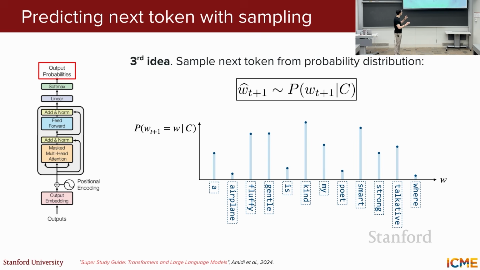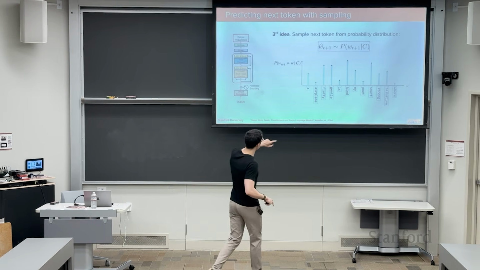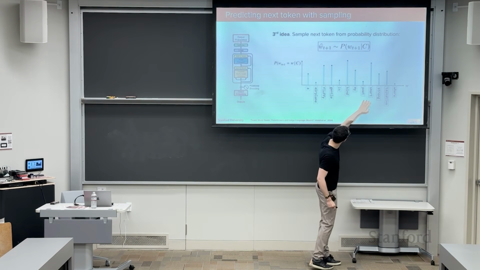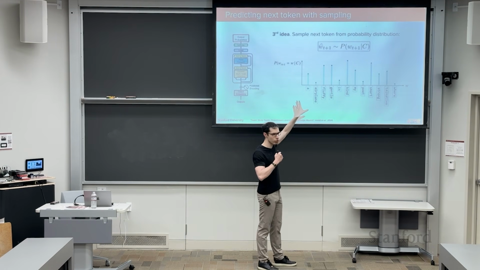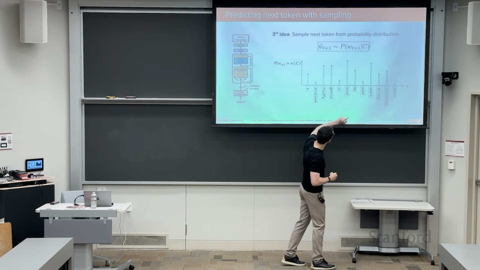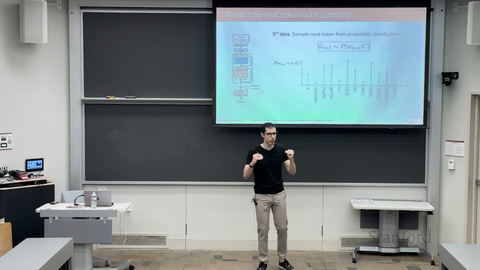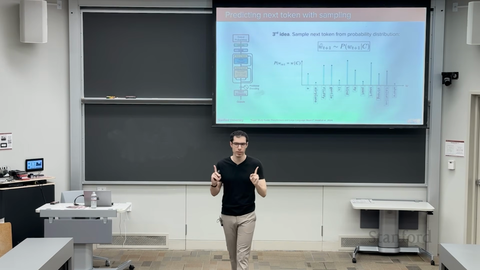And this method is also called the sampling method. So I told you we have a probability distribution over tokens regarding what the next token should be. And so what people do is they just sample the next token using that probability distribution. Does this make sense? So in this example, fluffy, gentle, kind, and let's say smart will have a higher probability of being drawn, as opposed to, let's say, airplane, which has a lower probability of occurring. Non-zero probability, but they have a probability of occurring.